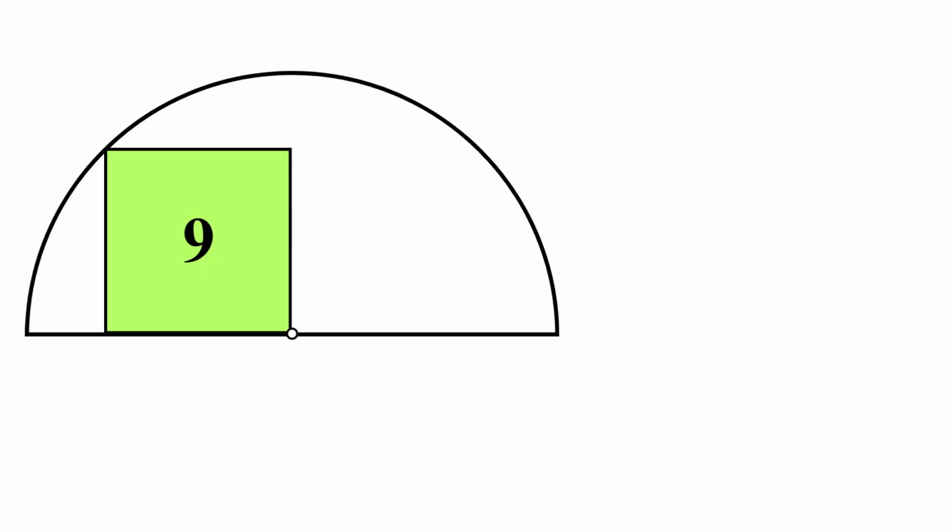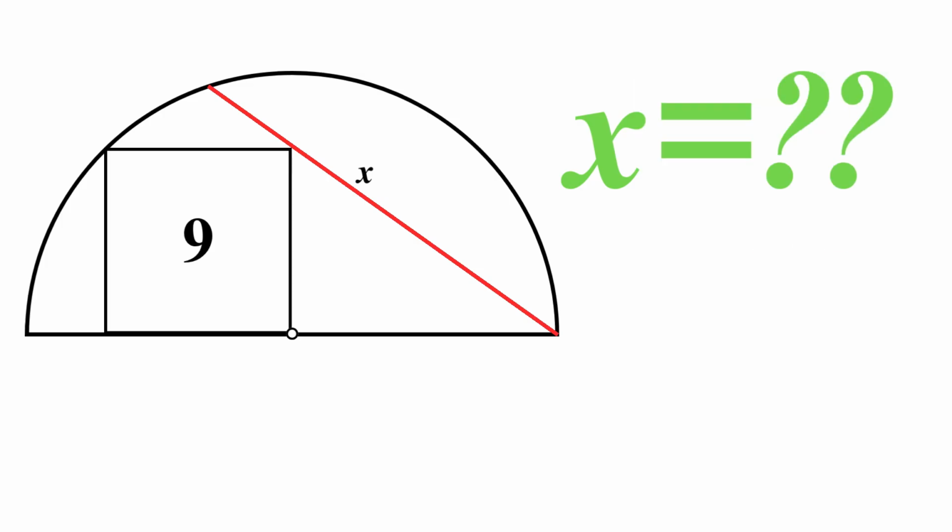Now, from the bottom right end of the diameter, we draw a line in such a way that it passes through the upper right corner of the square and continues all the way to the edge of the semicircle. Look, this line represents a chord, and we will label its length as x. Now, the question is, can we somehow calculate the length of chord x?